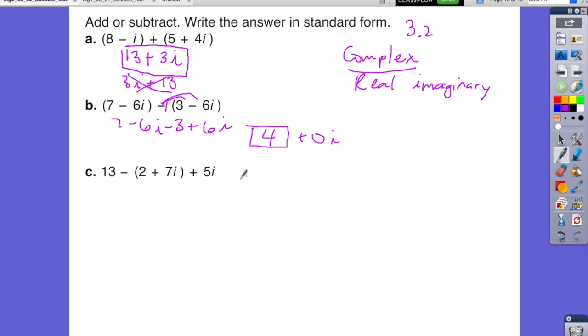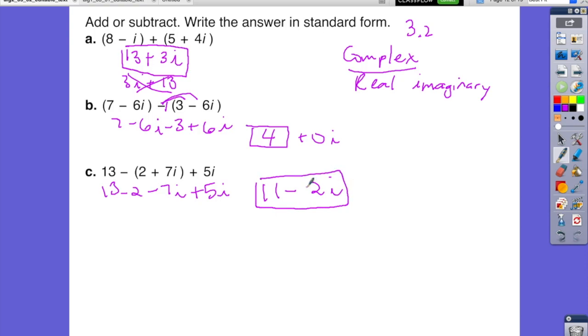So we're going to distribute the negative. 13 minus 2 minus 7i plus 5i. Okay, put the real parts together. 13 minus 2, 11. Negative 7i and 5i, minus 2i. So adding and subtracting is really straightforward.